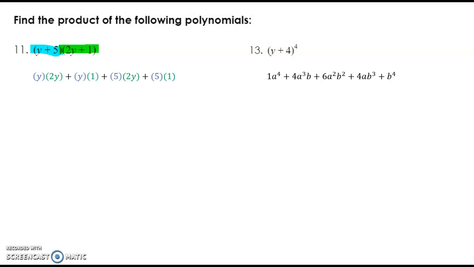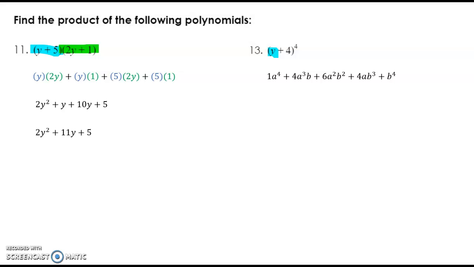So I can rewrite it as y times 2y plus y times 1 plus 5 times 2y plus 5 times 1. So once I've rewritten it like that, then I can simplify that a little bit further. And I will end up with 2y squared plus y plus 10y plus 5. And so now hopefully you're noticing that you can combine two terms there. My y and my 10y can be combined. And so then when I've combined those two terms, you should get 2y squared plus 11y plus 5.